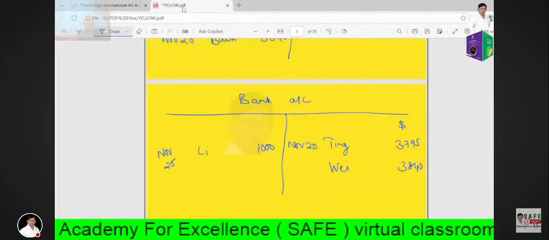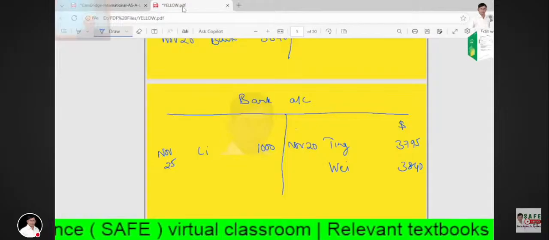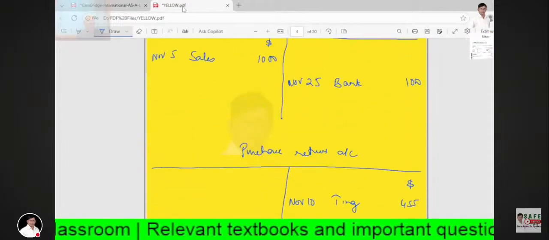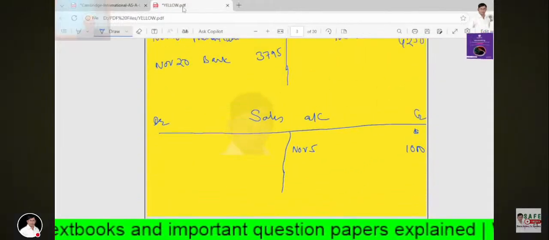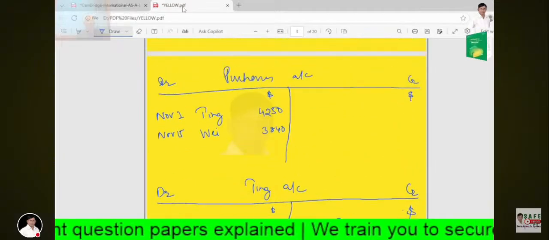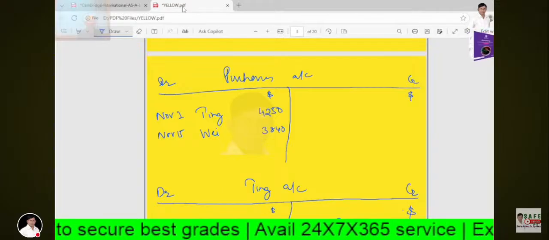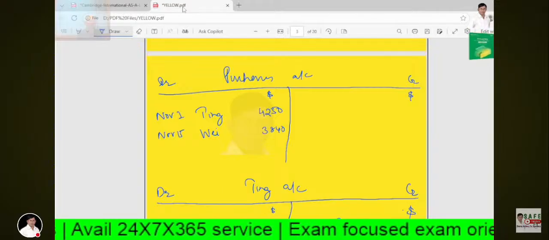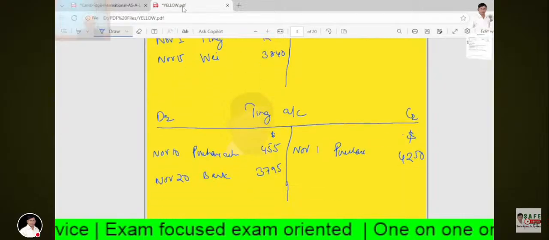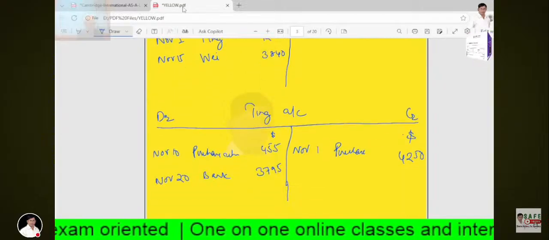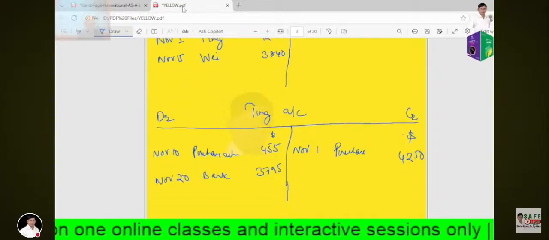So basically what you can do is you can try answering yourself. Then you can compare, checking with the answer here, so that you are confident that everything is right. So purchases account will be debited. So these are the amount of purchases. So Tinge account, we have paid everything. So there is no amount left over.